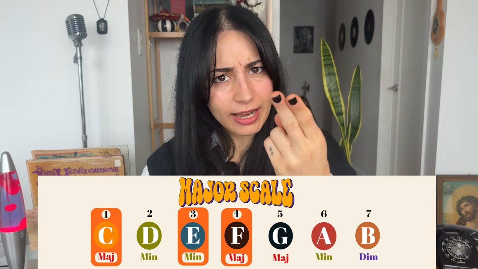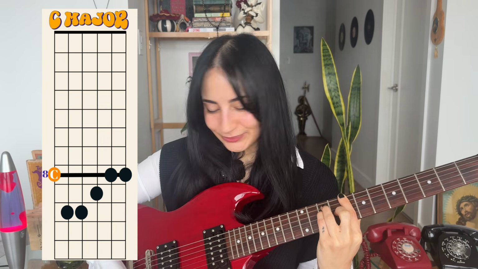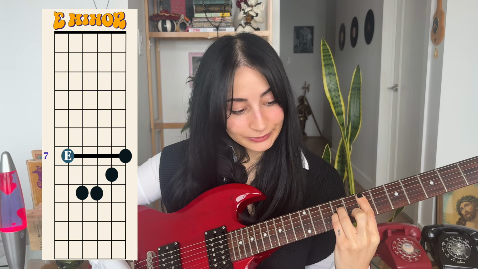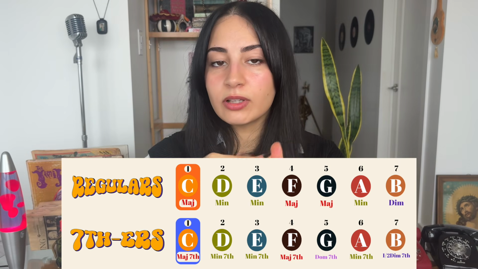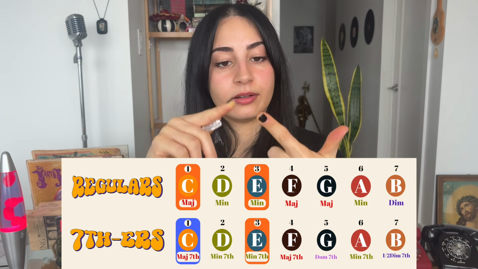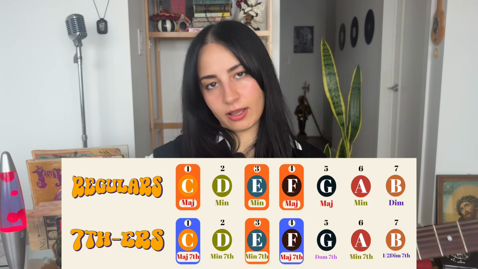Let's do another one. Let's do a 1, 3, 4 progression. In the regular diatonic chords, that's going to be C major, E minor, F major. Now we're going to substitute all those chords for their 7th versions. So the 1 is going to be a major 7th, the 3 is going to be a minor 7th, E minor 7th, and the 4 is going to be a major 7th.